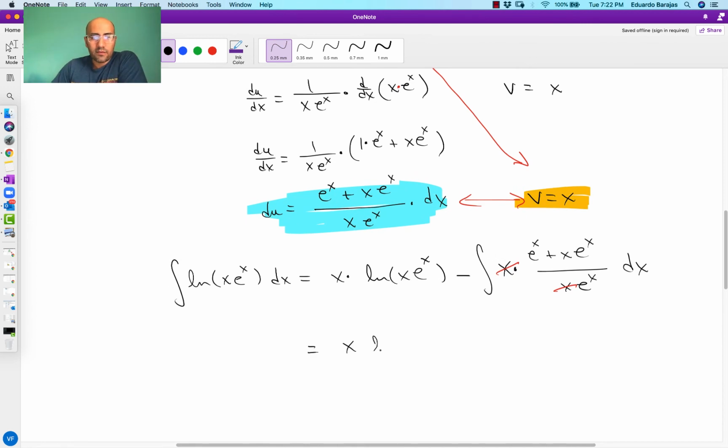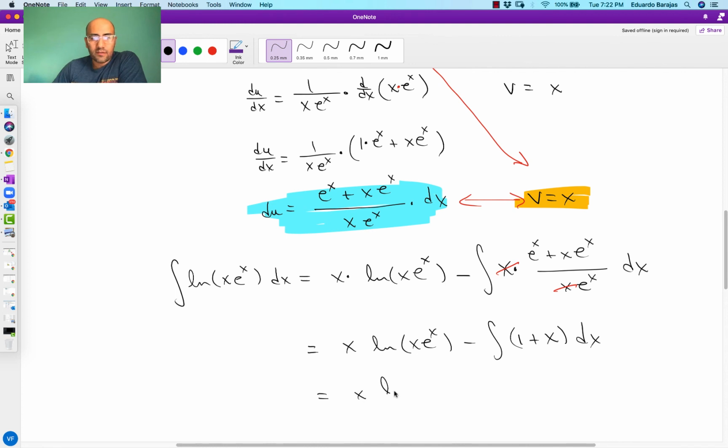And so we get x ln x e to the x minus the integral of, and then this turns into a 1. We have an e to the x over e to the x plus, and then these guys also cancel, so we just end up with 1 plus x. What's that? 1 plus x dx, and that's a simple integral.